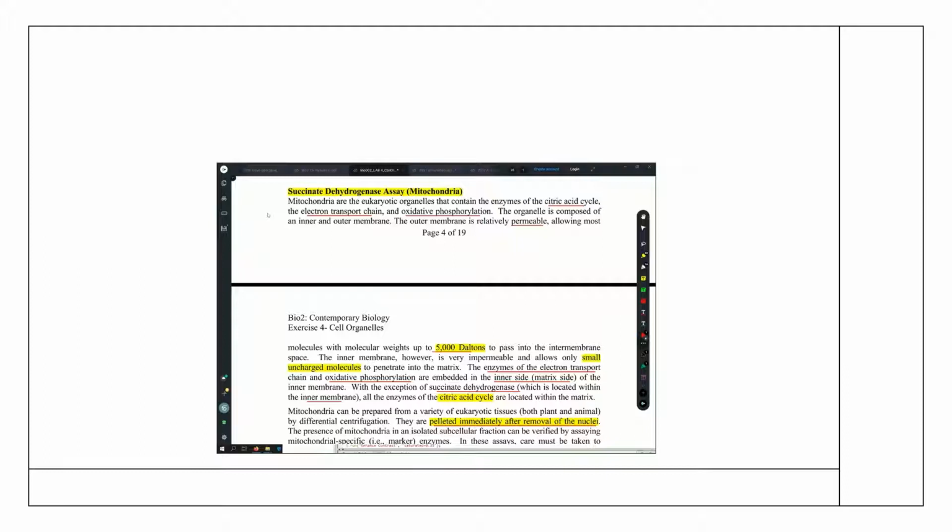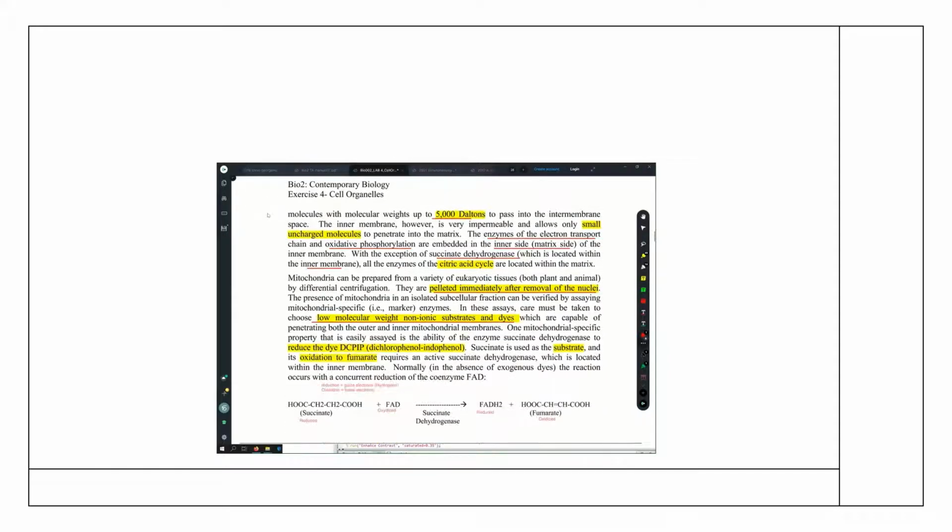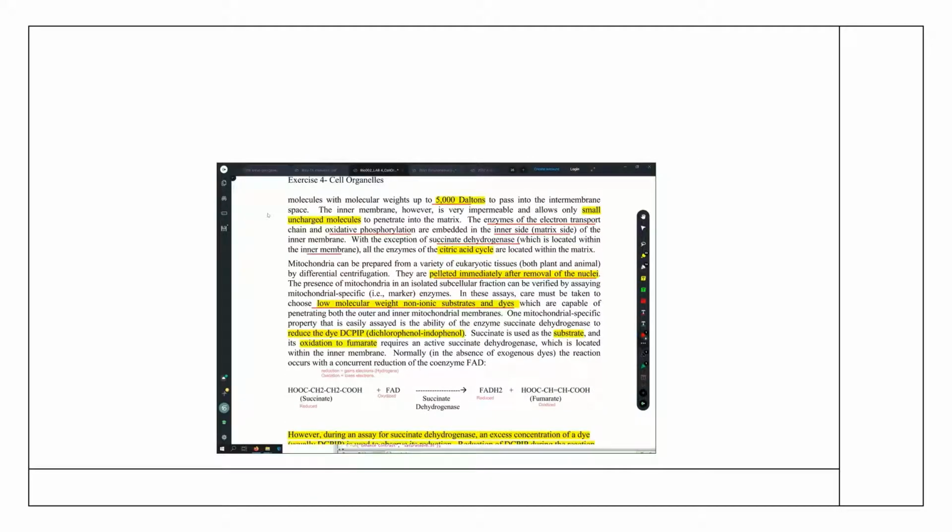The outer membrane is relatively permeable, allowing most molecules with molecular weights up to 5,000 daltons to pass into the intermembrane space. The inner membrane, however, is very impermeable and allows only small uncharged molecules to penetrate into the matrix. The enzymes of the electron transport chain and oxidative phosphorylation are embedded in the inner side, the matrix side, of the inner membrane, with the exception of succinate dehydrogenase, which is located within the inner membrane. All the enzymes of the citric acid cycle are located within the matrix.